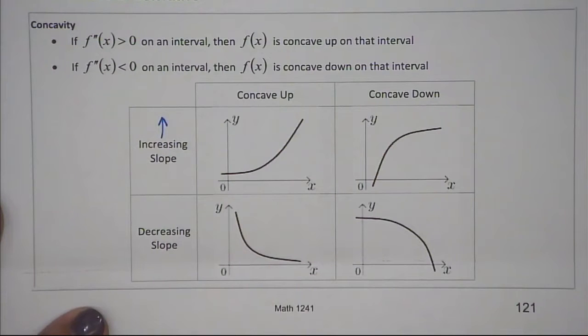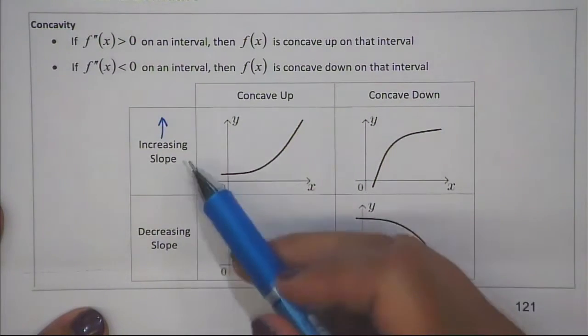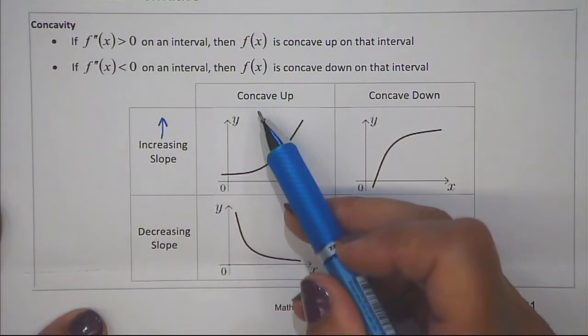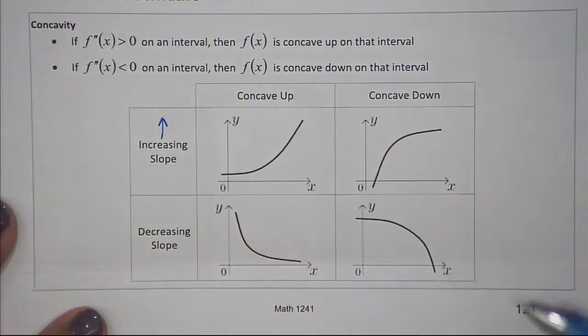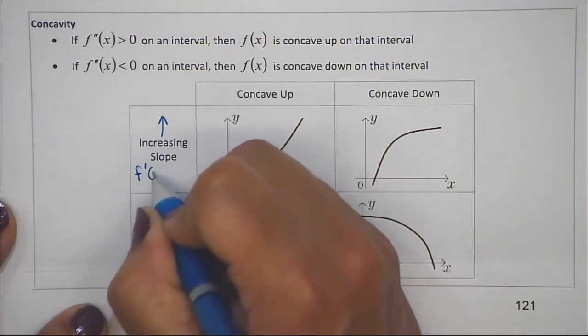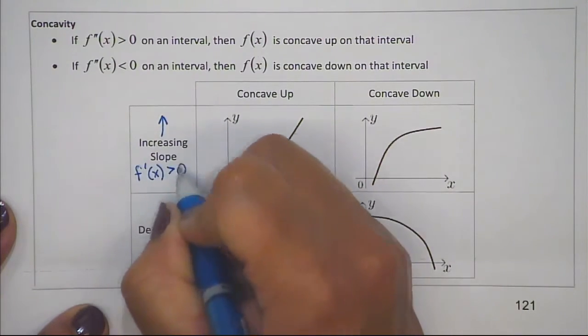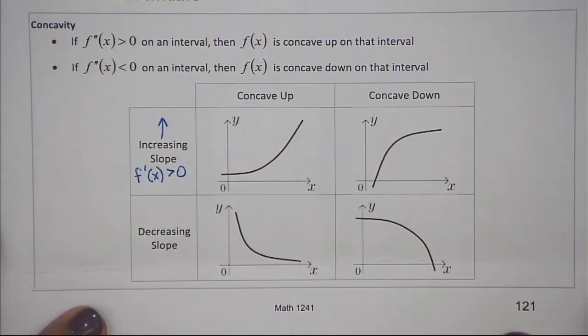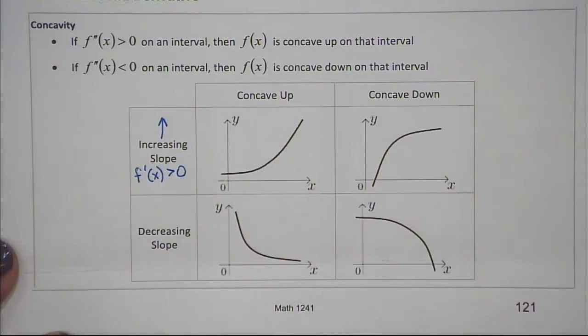I don't want to use a plus sign anymore because plus sign will mean increasing and plus sign also means concave up, and that gets confusing. So we need to have different signs for that. I'm going to use an up arrow for first derivatives where they're increasing. This is where your first derivative is positive, greater than 0. The first derivative tells you that you're increasing if it's positive.